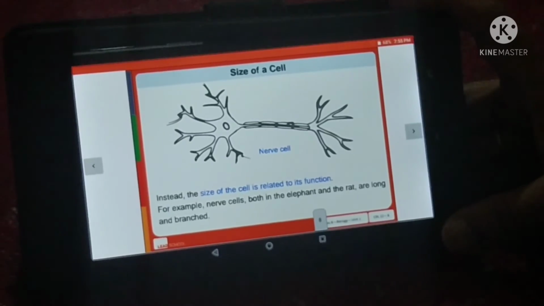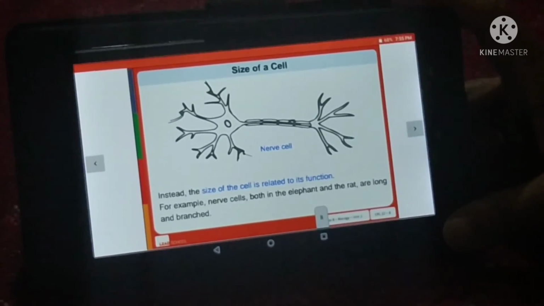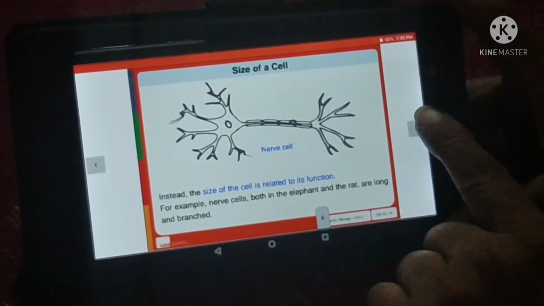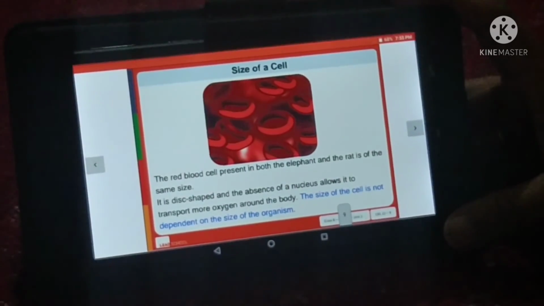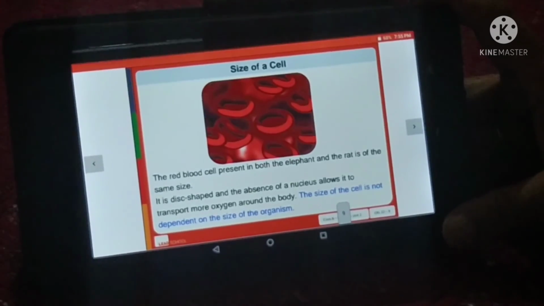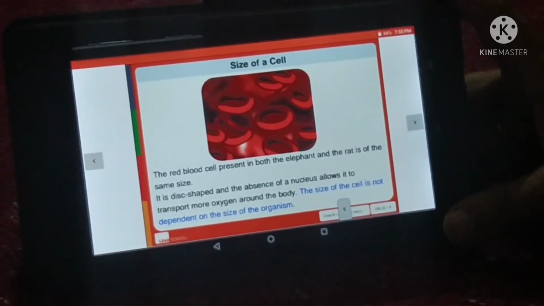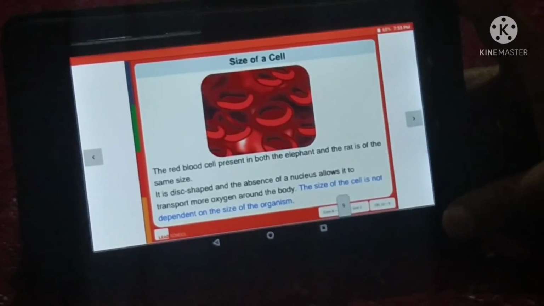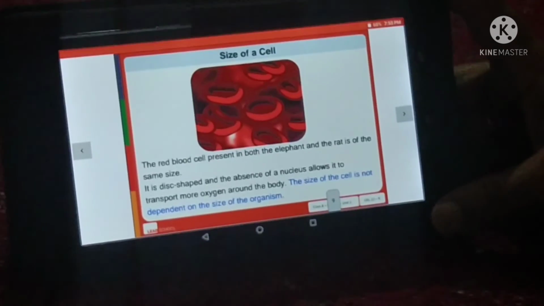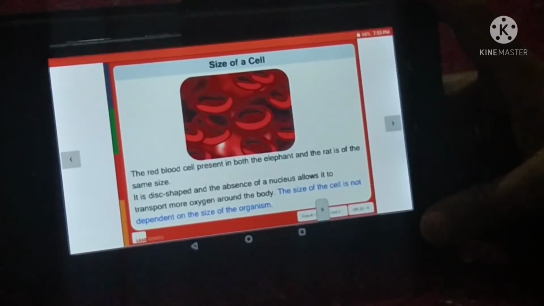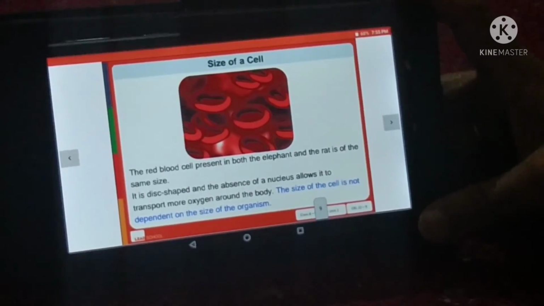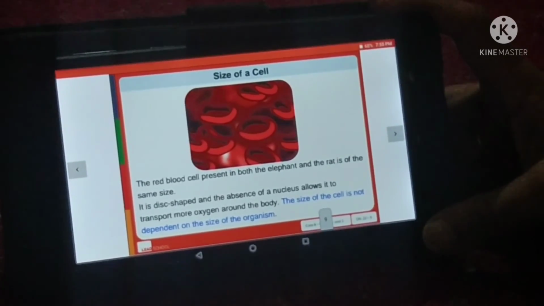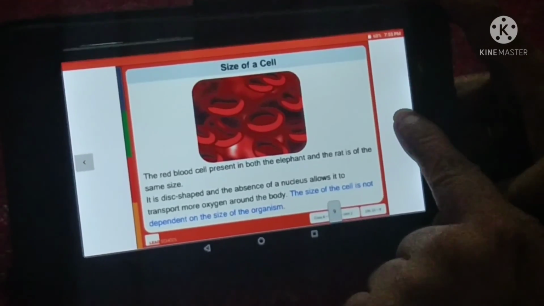For example, nerve cells both in the elephant and the rat are long and branched. The red blood cells present in both the elephant and the rat are of the same size. It is disc shaped, and the absence of nucleus allows it to transport more oxygen around the body. The size of the cell is not dependent on the size of the organism.